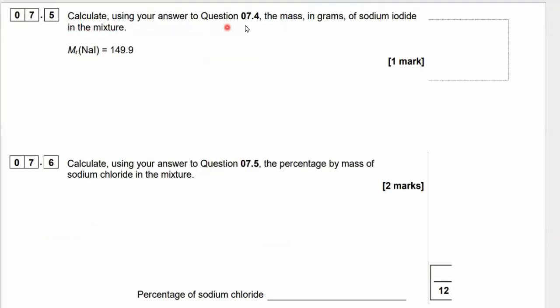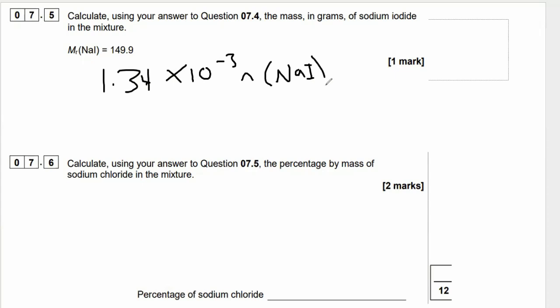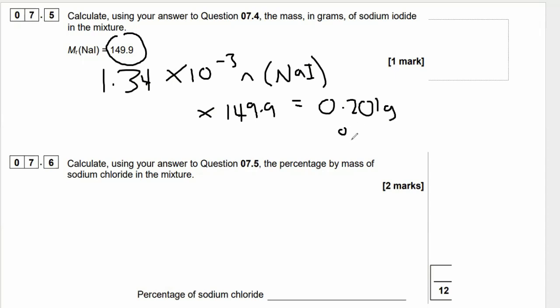7.5, calculate using your answer to question 7.4 the mass in grams of sodium iodide in the mixture. So we know that we have 1.34 times 10 to the minus 3 moles, and that is going to be our moles of sodium iodide. Got to use our answer from the last question. And then we want to multiply that by the MR, which they have kindly given us over here. Moles times MR equals mass, and that gives us 0.201 grams of sodium iodide. Lovely jubbly.